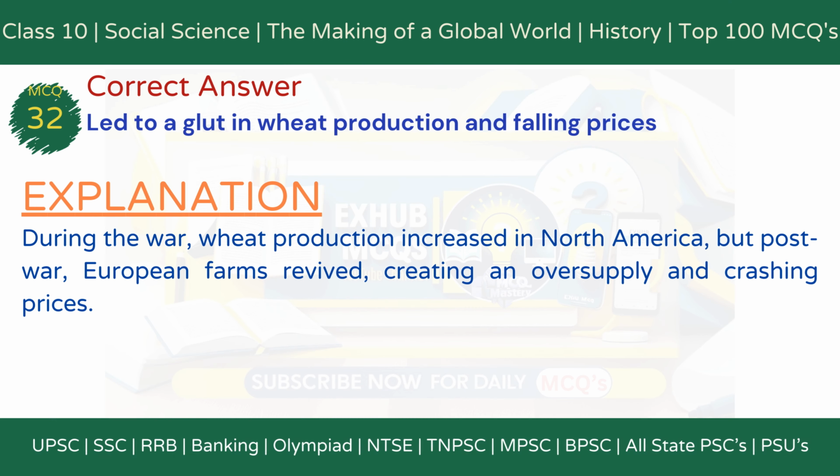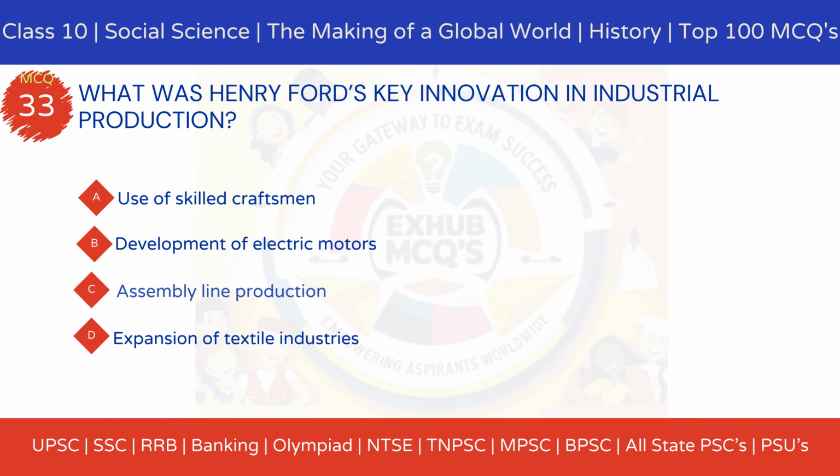The correct answer is option B. Led to a glut in wheat production and falling prices. Explanation. During the war, wheat production increased in North America, but post-war, European farms revived, creating an oversupply and crashing prices. MCQ 33. What was Henry Ford's key innovation in industrial production?